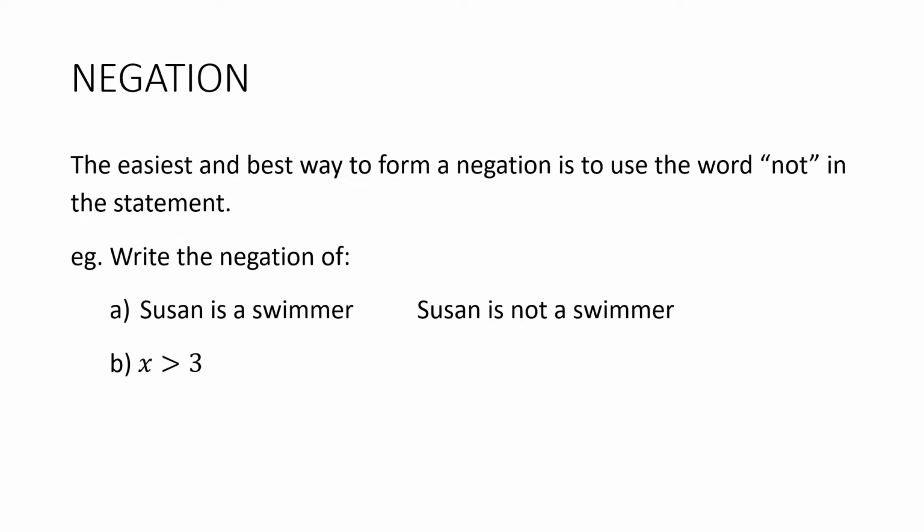But this one, x is greater than 3. X is not greater than 3. Or we could turn it around and write x is less than or equal to 3. And finally, Jim knows everything. What do you think the negation is here? Do you think it's Jim knows nothing? It's not actually. It's Jim doesn't know everything.